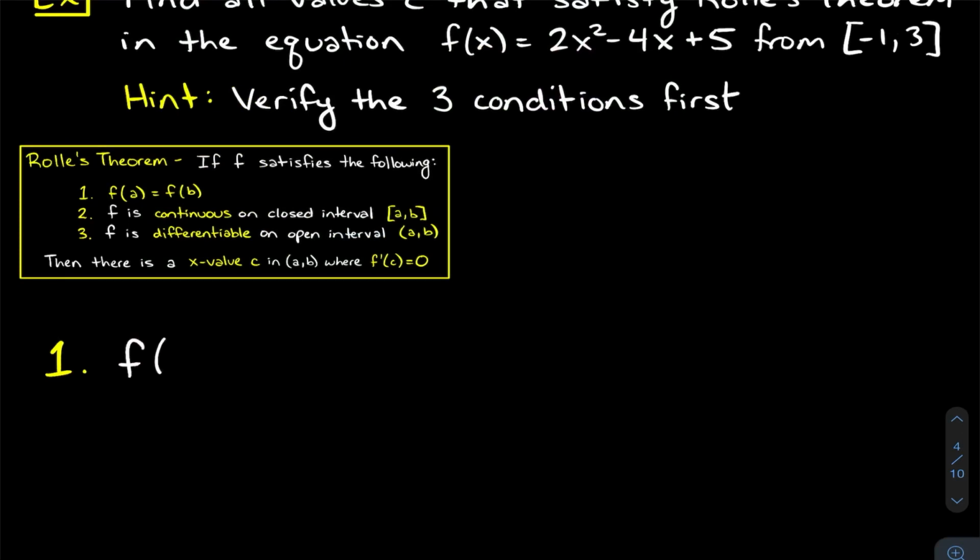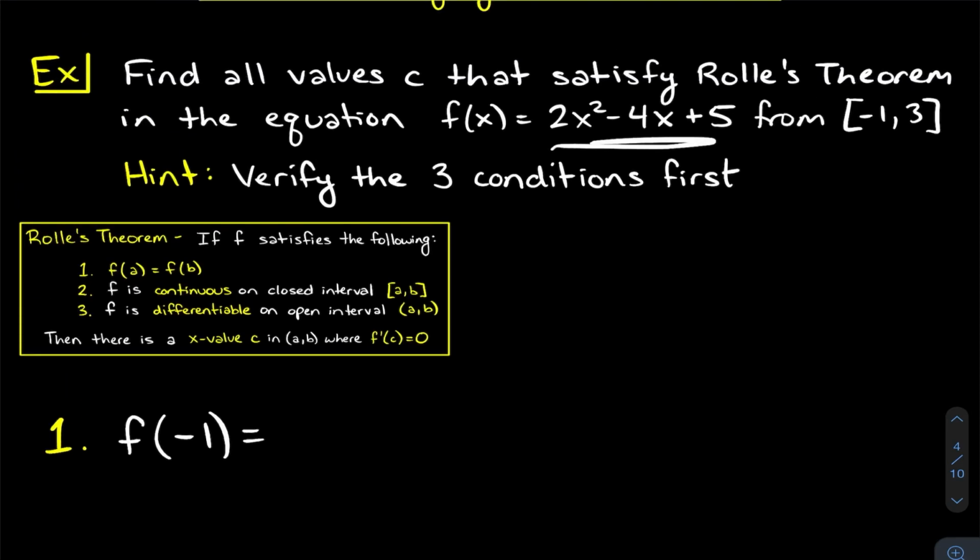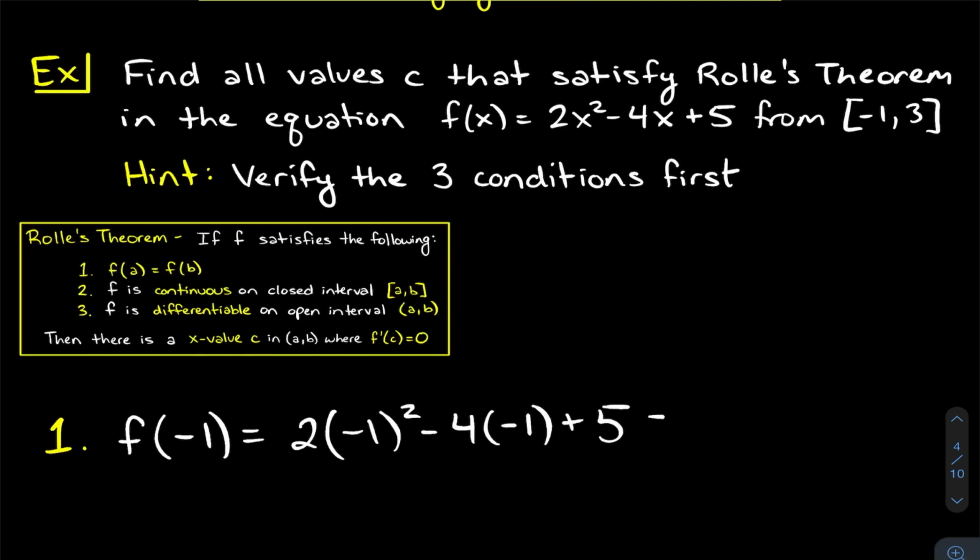Let's look at f of a first, or f of -1 in this case. Plugging that into this function, we get 2 times negative 1 squared minus 4 times negative 1 plus 5 equals what? Well, we have a 2 times 1, that's 2. And then we have a 4 here. So we have 2 plus 4 plus 5. That is going to be 11.